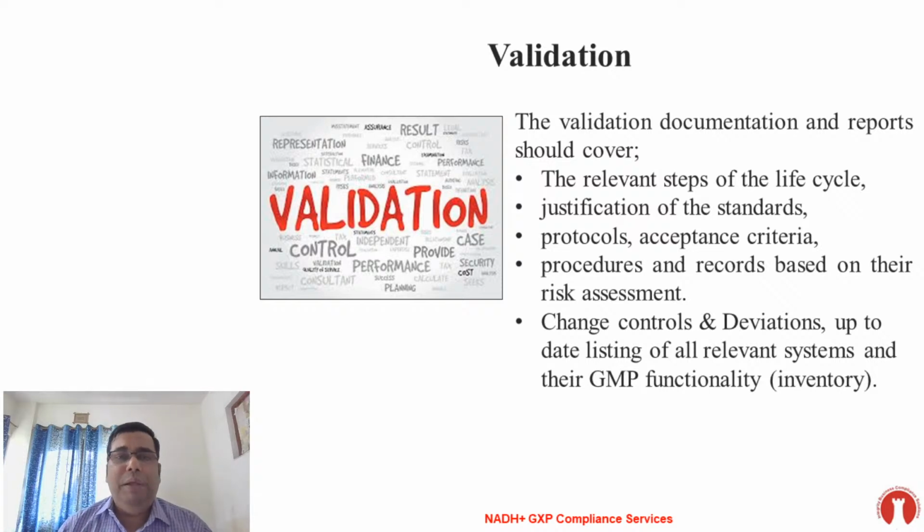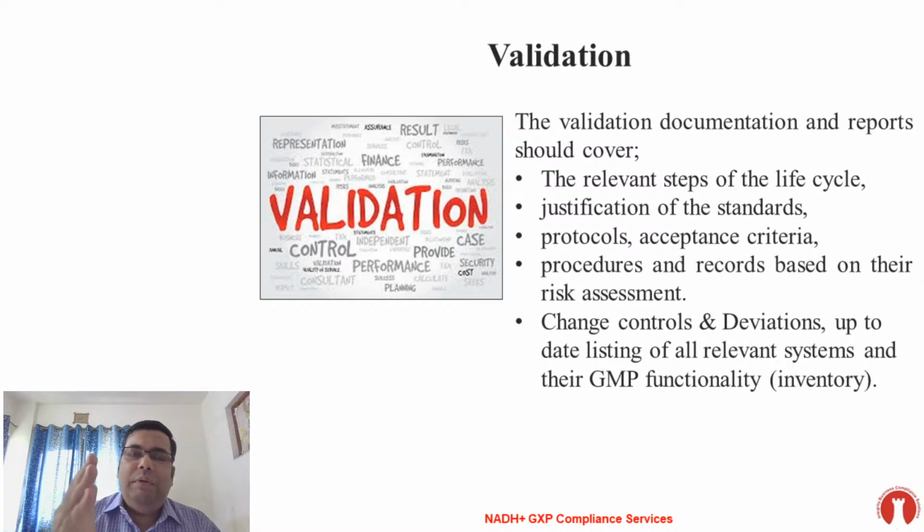So as per EU GMP, the expectation is the relevant steps of the life cycle, justification of the standards, protocol and acceptance criteria, procedures and records based on risk assessments, change control and deviations up to date, listing of all relevant systems and their GMP functionality, meaning inventory. So this is the basic requirement of validation by EU GMP. Here everything is very clear. It should be with a life cycle approach.